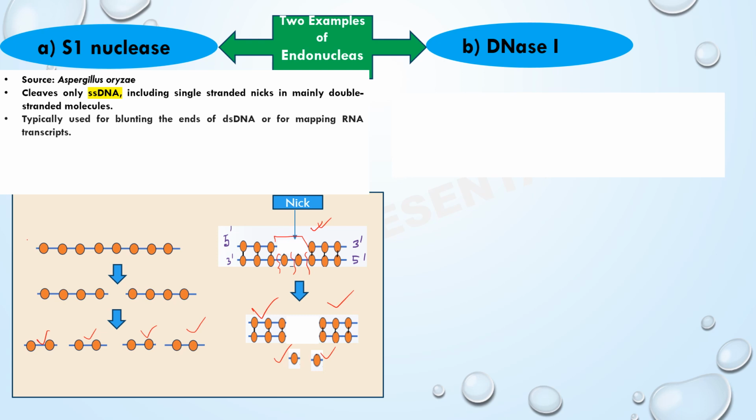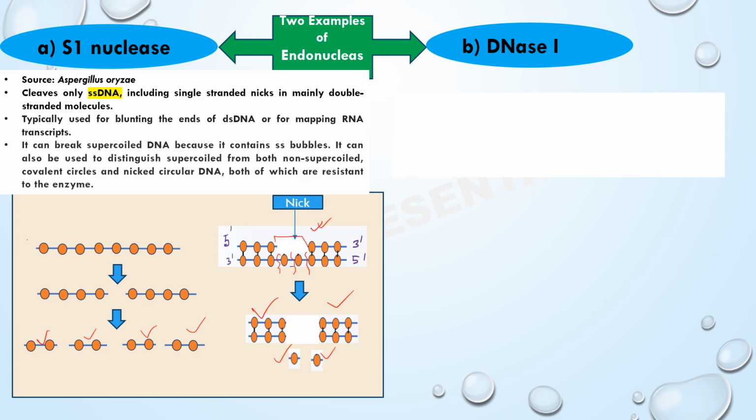It digests supercoiled plasmids primarily in regions containing inverted repeats, which generally occur in origins of replication. In these regions, the DNA adopts a cruciform structure that S1 nuclease recognizes as single-stranded and cleaves. It can break supercoiled DNA because it contains single-stranded bubbles. It can also be used to distinguish supercoiled from both non-supercoiled covalent circles and nicked circle DNA, both of which are resistant to this enzyme.